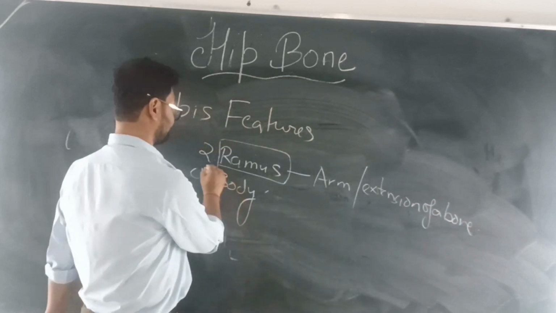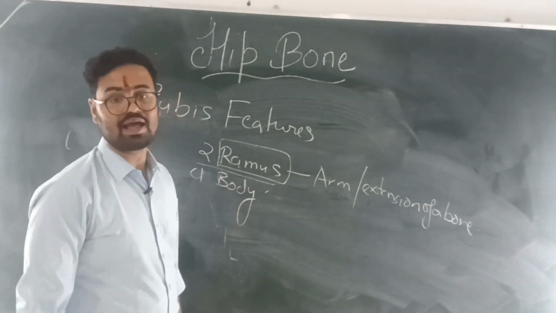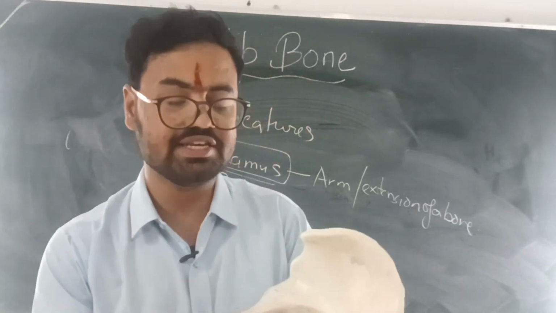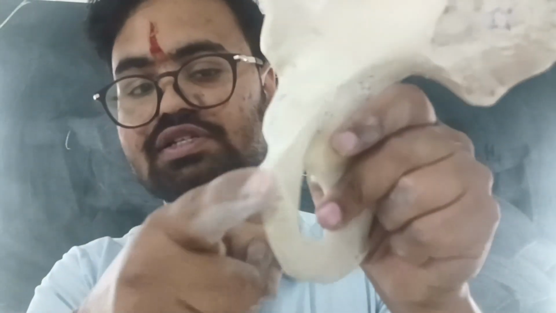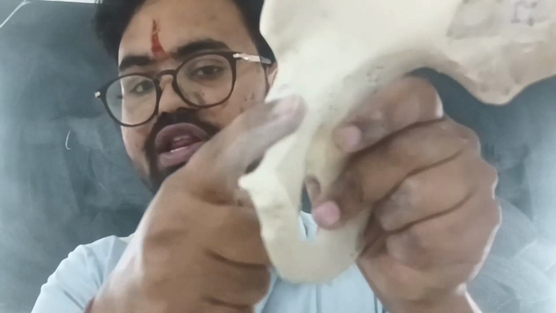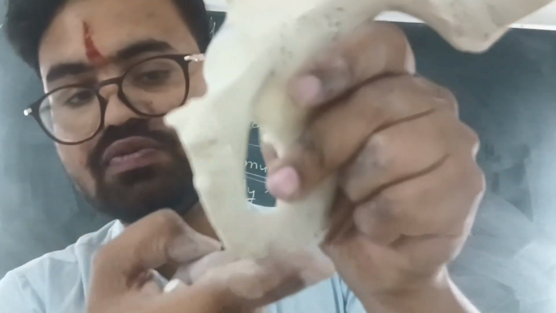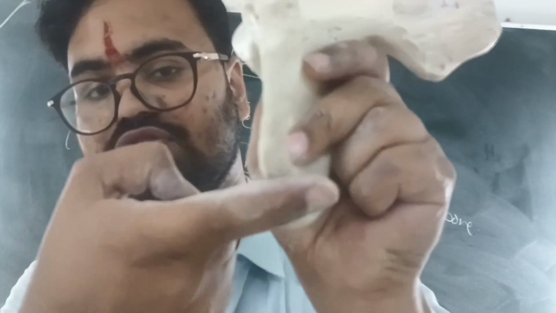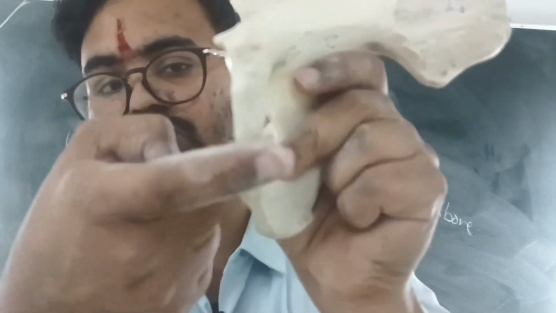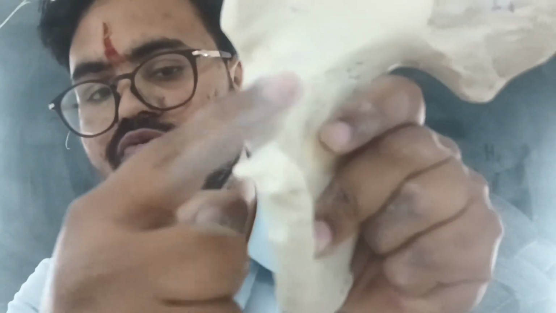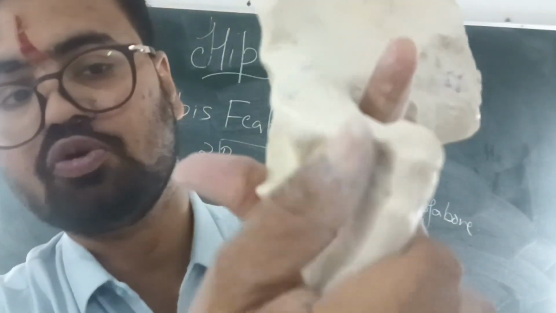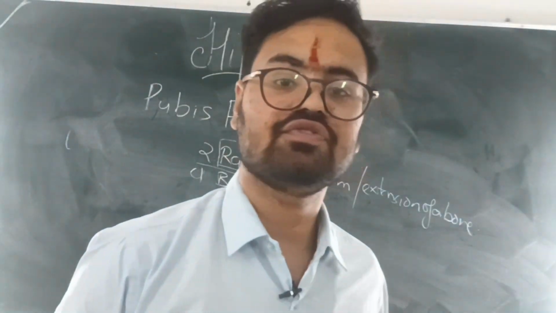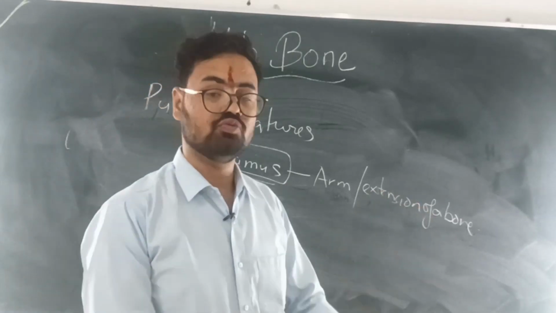So basically this ramus is, see, this one is the pubis bone, this is the superior ramus. This one is the superior ramus of the pubis bone. This one is the inferior ramus of the pubis bone. And this portion is the body. This portion is the body of the pubis bone.